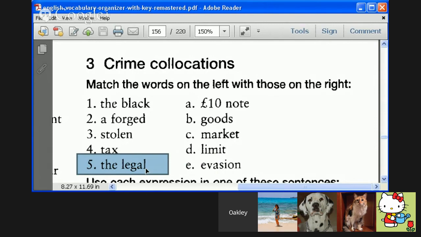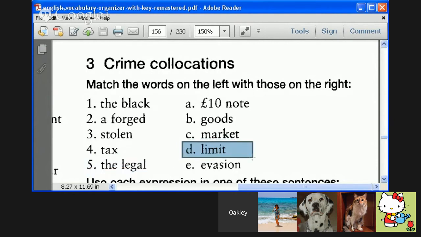The last one is the legal limit. Yes, it is. But what is that collocation referring to? Do you have any idea? I'm not sure. Okay, a limit is a set benchmark you're not allowed to go over. So actually, this could refer to a couple different things.